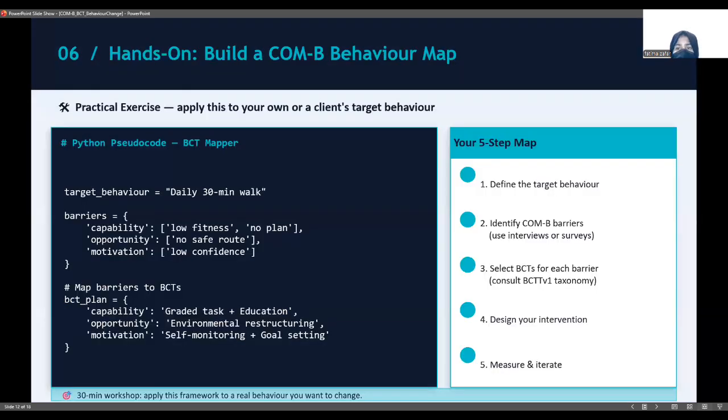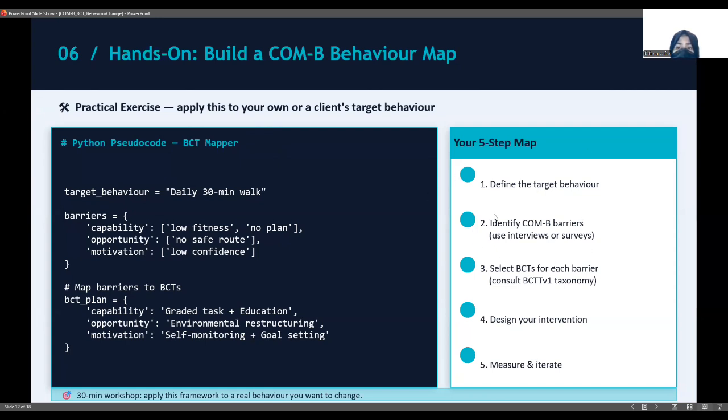Now this is somehow the implementation of it, that is hands-on build a COM-B behavior map. So in that map we will apply here the clinical target, that is client target. So we have a code here that is target behavior. First of all, that is a daily 30-minute walk. So first step is that you have to define the target behavior.